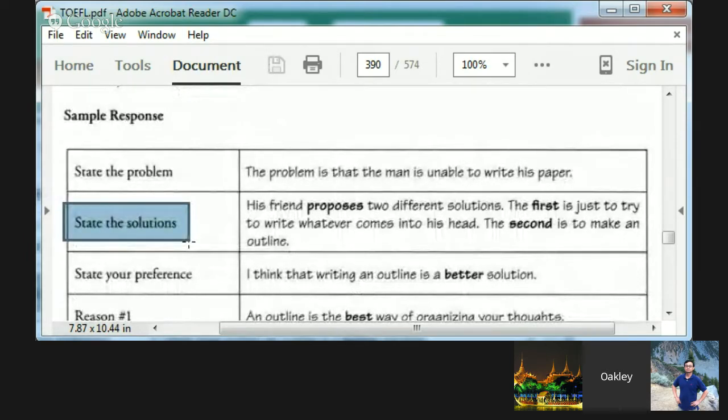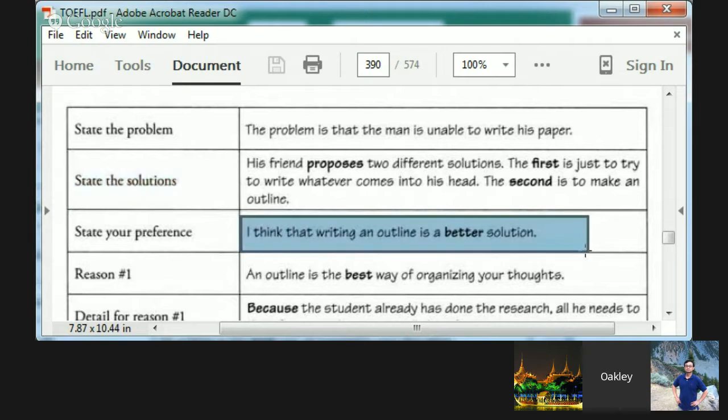This portion is not actually part of the necessary answer. However, it helps organize the speech. It bridges between the problem and your preference. So you really should do it. You could do it even faster. His friend suggests he could just free write or write an outline. You can say it that fast just to get through it. Then state your preference. Not a big deal. Again, in a very clear way.